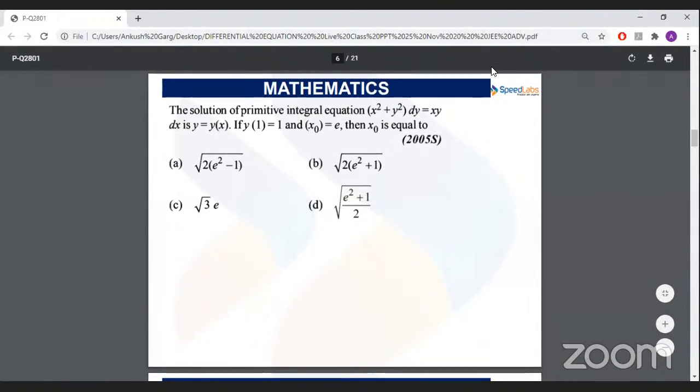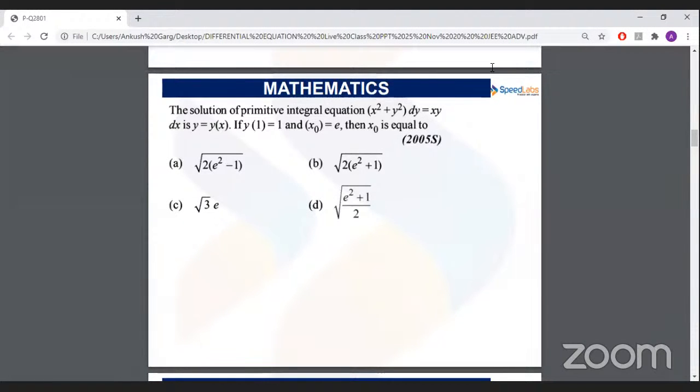All right. So the next question is the solution of the differential equation x square plus y square dy equals to xy into dx. Yes, this dx is multiplied with xy, xy dx. Let me write over here. Is y equal to y of x? If y of 1 is equals to 1 and y of x naught is equals to e, you have to find basically the value of x naught.